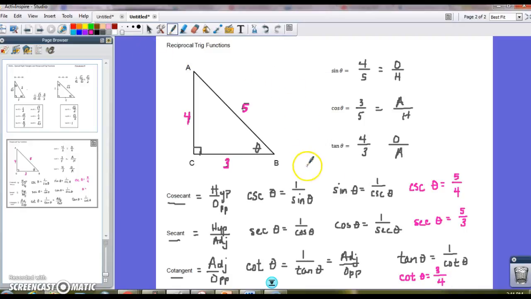As we said before, with the sine and the cosine ratio, they could never be greater than 1 because the hypotenuse is the longest side. Well, that means that the cosecant and the secant cannot be less than 1 because they're the reciprocals of those functions. So remember that sine and cosecant are reciprocals, cosine and secant are reciprocals, and tangent and cotangent are reciprocals. Make sure that you know which one goes with which and you should be all set.